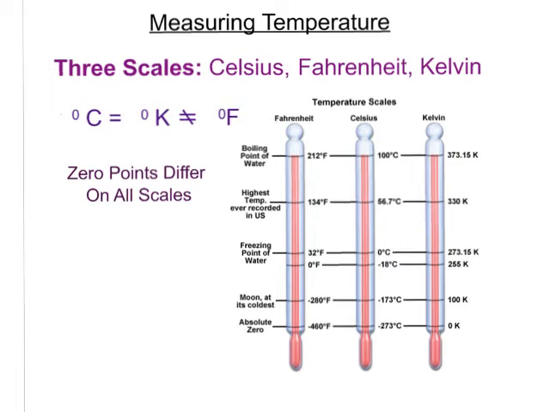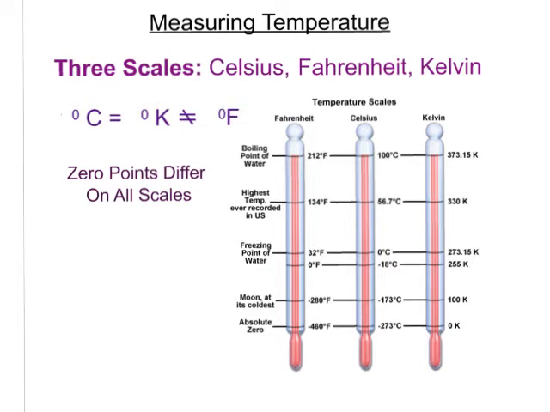Let's take a look at temperature. When we measure temperature, there are 3 different scales we can choose from: Celsius, Fahrenheit, Kelvin. Kelvin is the SI unit of measurement. And it's important to note that Celsius degrees and Kelvin degrees are the same. They rise and fall in the same increments. The Fahrenheit degrees are not the same. They are different. Also, the 0 points are different on each one of the scales.